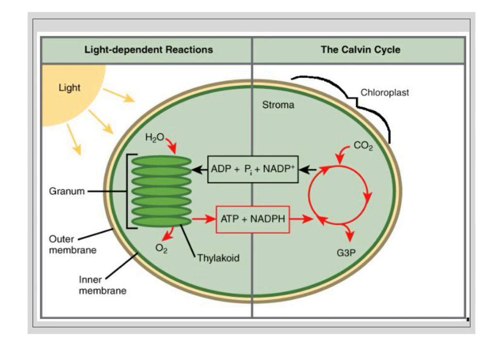Now, here's the thing. We've only done half of the reaction, and the only thing we have made is ATP and NADPH. We do not have our glucose yet, all right? And that's going to happen in the Calvin cycle, and that'll be in our next lesson.